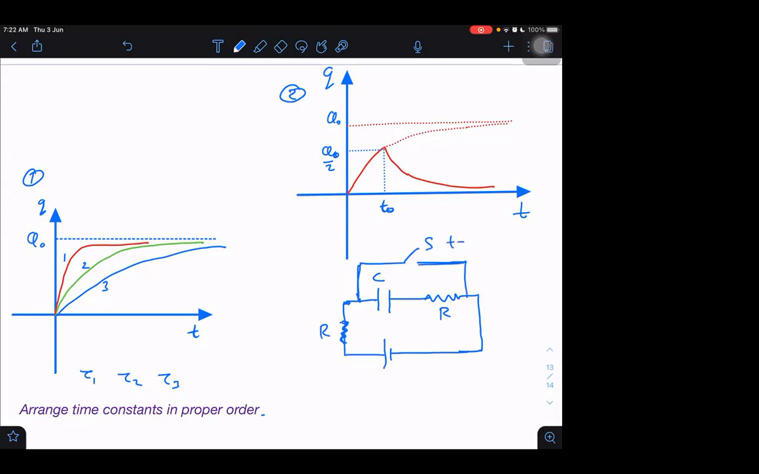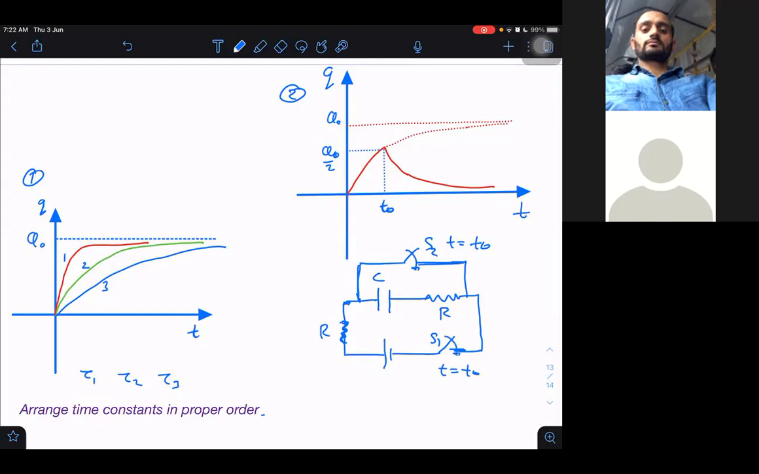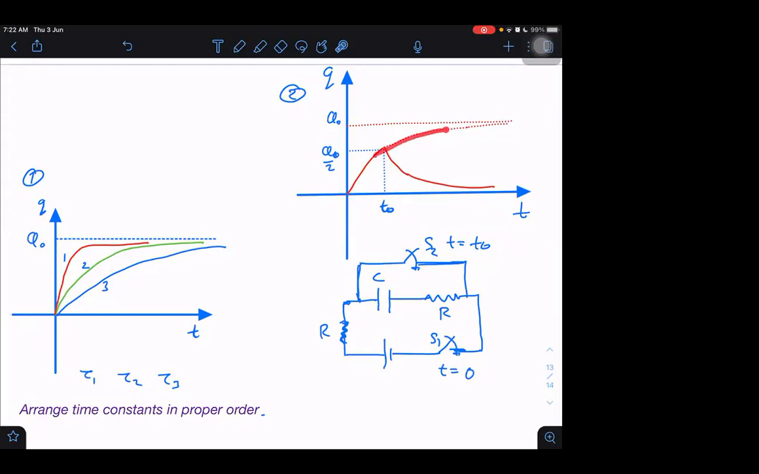By closing the switch at T equal to T naught. There was another switch here, which I have closed. S1 I have closed first, then S2. S1 I have closed at T equal to 0, and S2 I have closed at T equal to T naught. Then it started charging and it had reached somewhere, and before that I started discharging it. It was not able to attain its full potential.